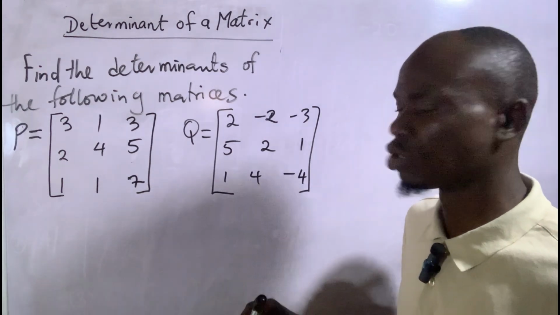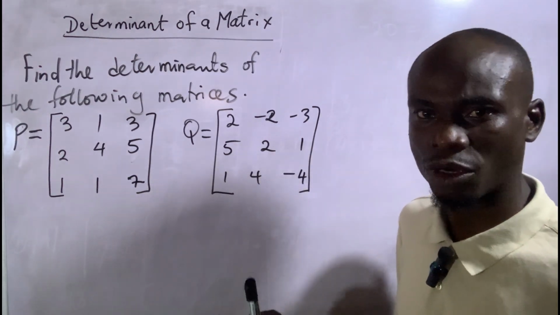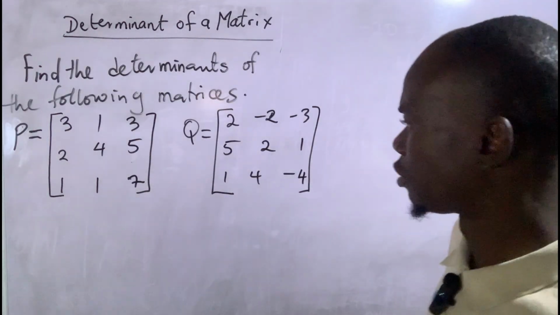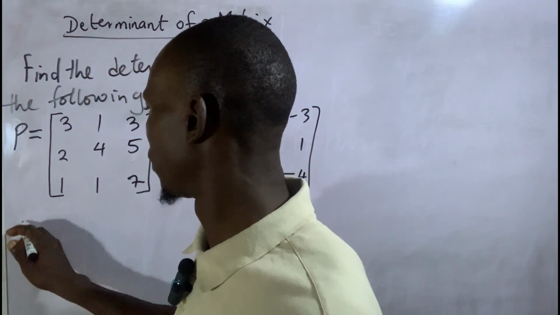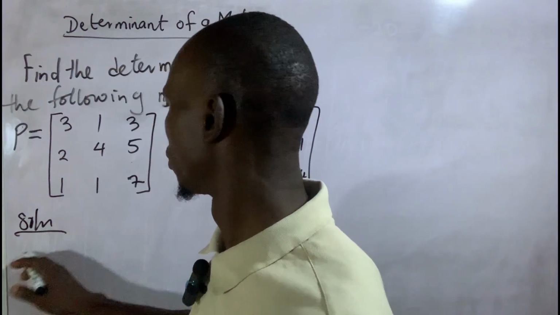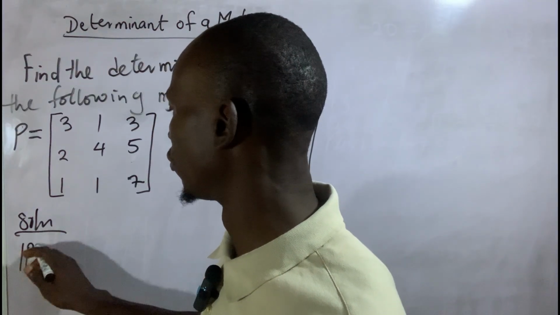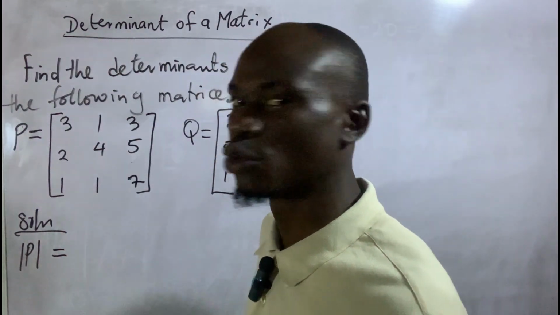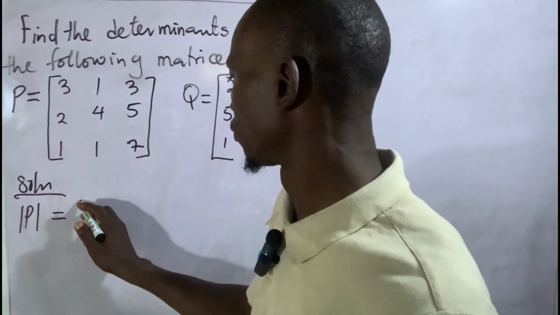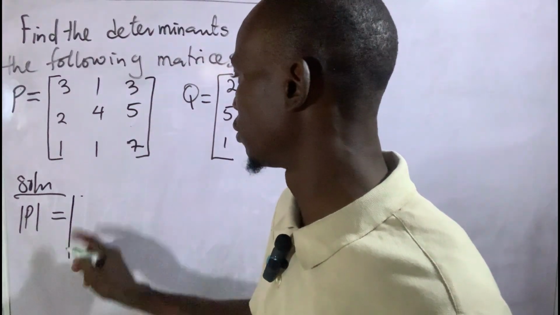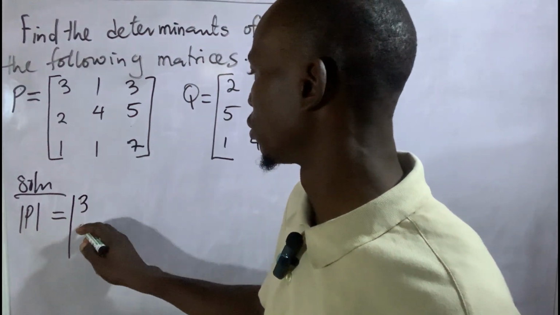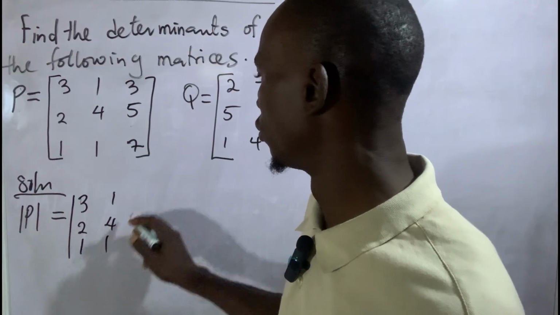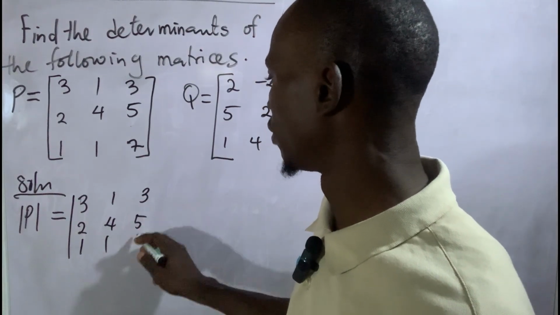There are actually two ways you can go about this. You can use the Sarrus rule, or you can follow the way I'm going to solve it right now. So let's see. So the first one says we should find determinant of P. Okay, so the determinant of P is equal to, so now we have a straight line, and then we have 3, 2, 1, 1, 4, 1, 3, 5, 7.